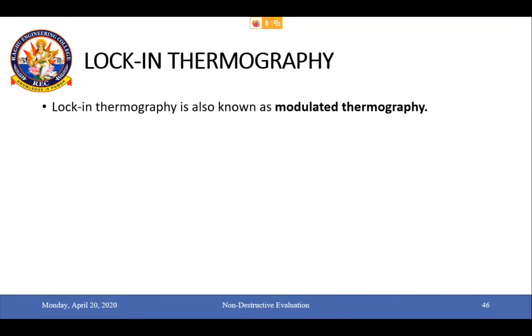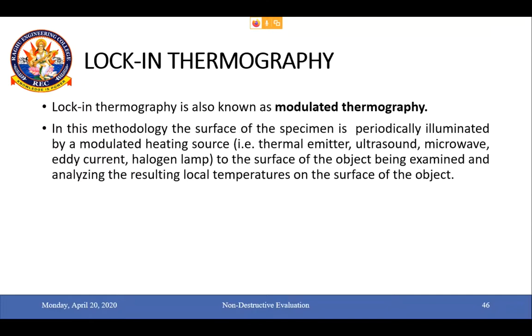Lock-in thermography is also known as modulated thermography because it is going to use modulated thermal energy. In this methodology, the surface of the specimen is periodically illuminated by a modulated heating source. That means this heating source will be sending out heat waves in specific intervals of time. Periodically it will be illuminated by a modulated heating source, and this heat source can be anything, which we have seen in the previous slide.